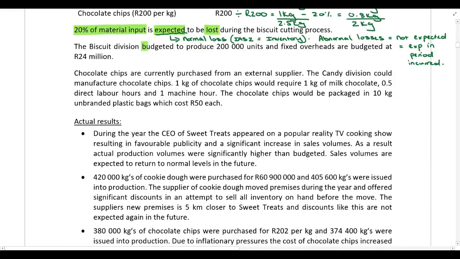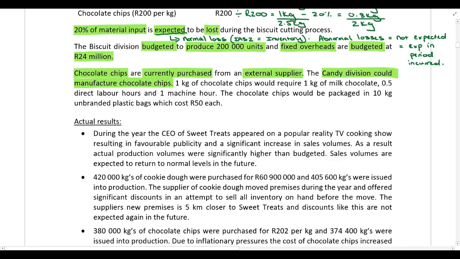The biscuit division budgeted to produce 200,000 units, and fixed overheads are budgeted at 24 million Rand. Chocolate chips are currently purchased from an external supplier. The candy division could manufacture chocolate chips. 1 kilogram of chocolate chips would require 1 kilogram of milk chocolate, 0.5 direct labor hours, and 1 machine hour. The chocolate chips would be packaged in 10 kilogram unbranded plastic bags, which cost 50 Rand each.